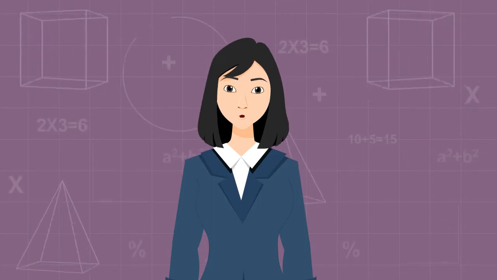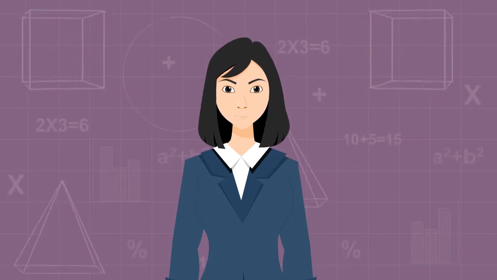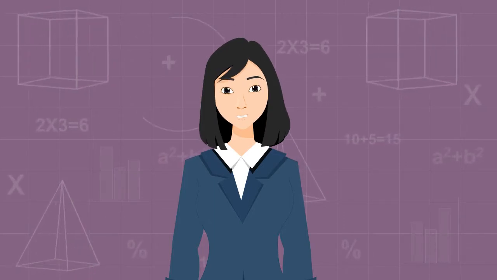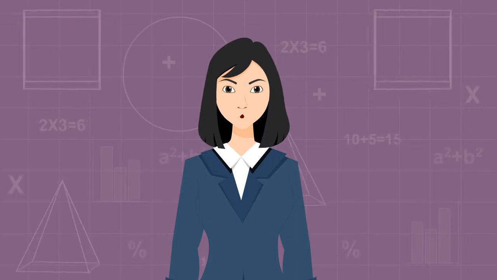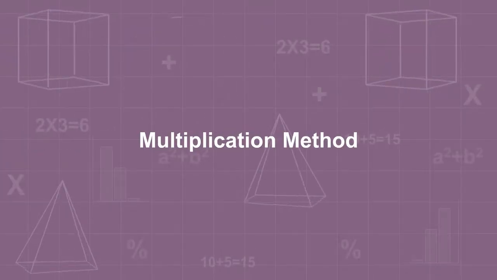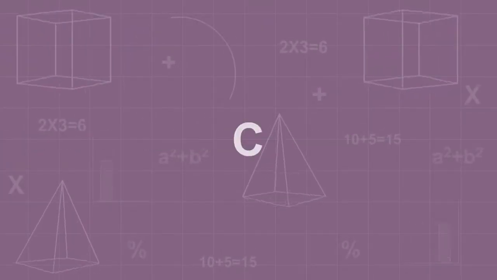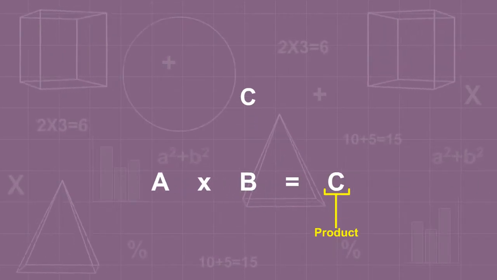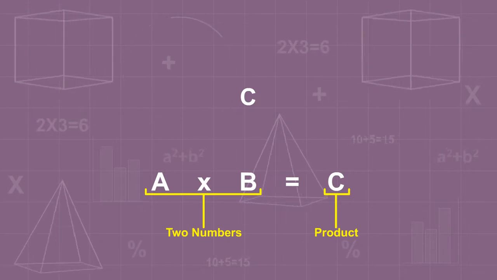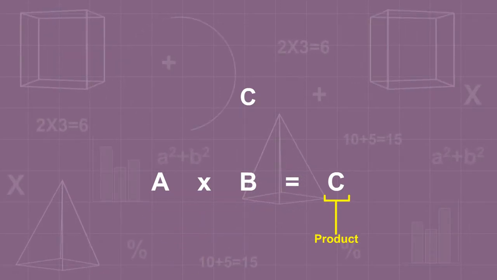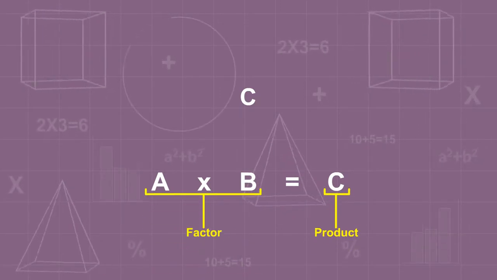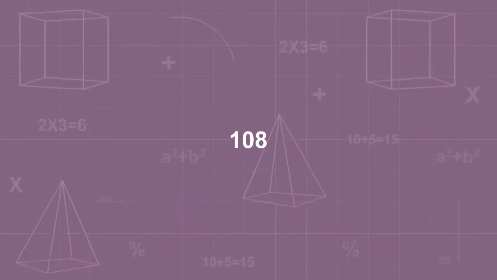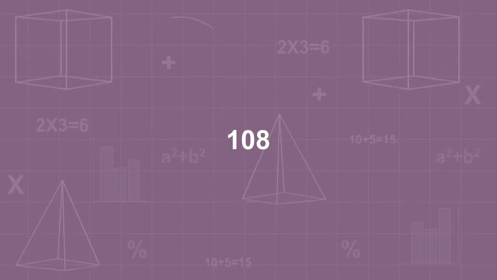So friends, you will be eager to know the method of finding the factors of a number. See, there are 2 methods of finding the factors. Multiplication method. Here the number whose factors are to be determined is written as product of 2 numbers. Then each number in every product is the factor of that number. For example, let's find the factors of 108.